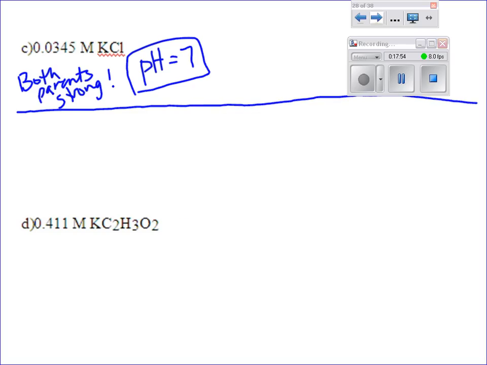So I'm going to not talk, and I want you to work on this one. I'm going to turn the video off, write it as you write it, and we'll see who comes up with the right answer. You'll need the Ka of acetic acid, and that is 1.8 times 10 to the negative 5th. All right, so get to getting on this problem. Practice.